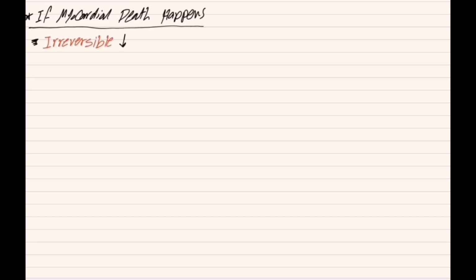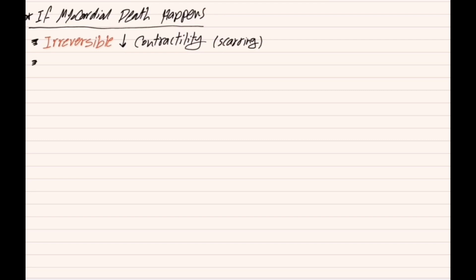If myocardial death happens, as in myocardial infarction, we will have a decrease in contractility that is irreversible. This contrasts with what happened in the last two examples. In myocardial stunning and in myocardial hibernation, it was a reversible decrease in contractility. However, here in myocardial infarction, it's not reversible.